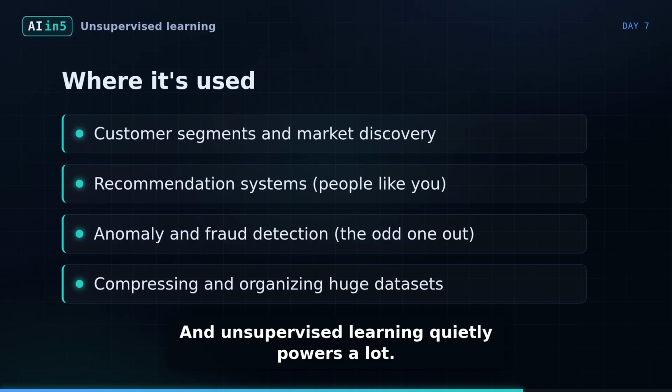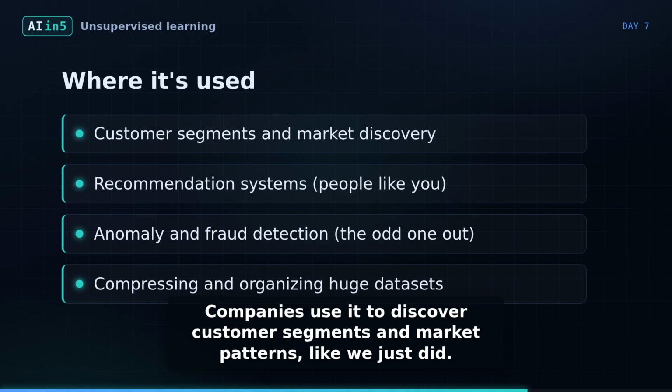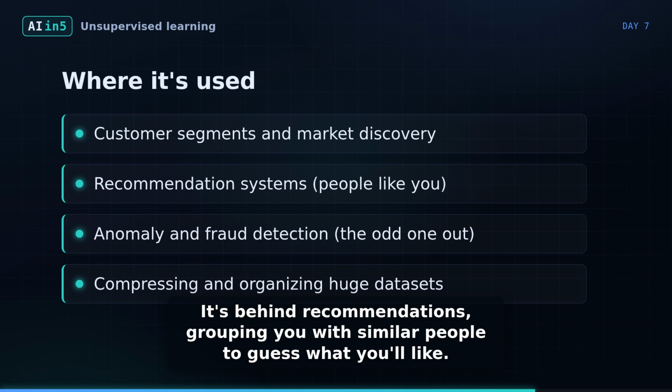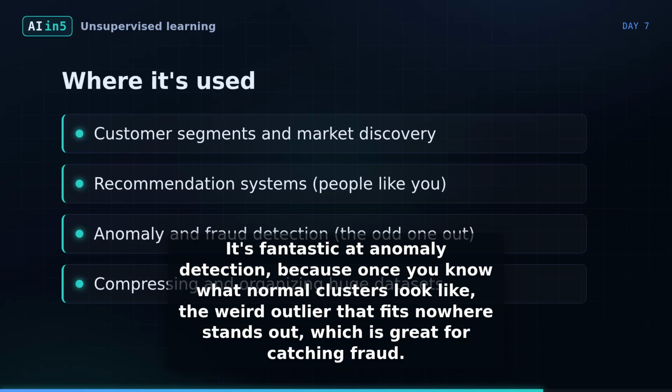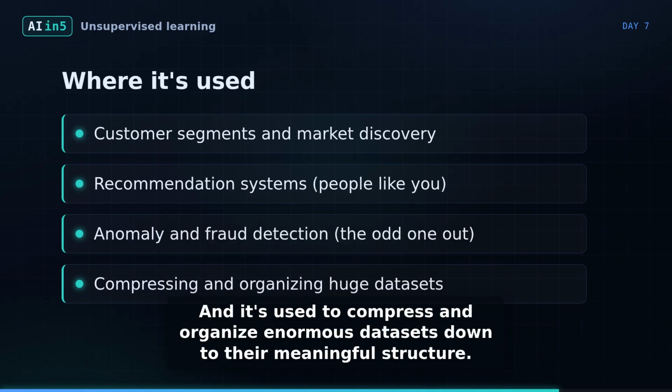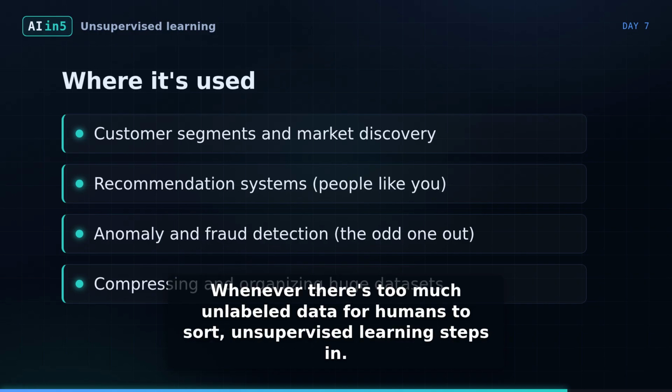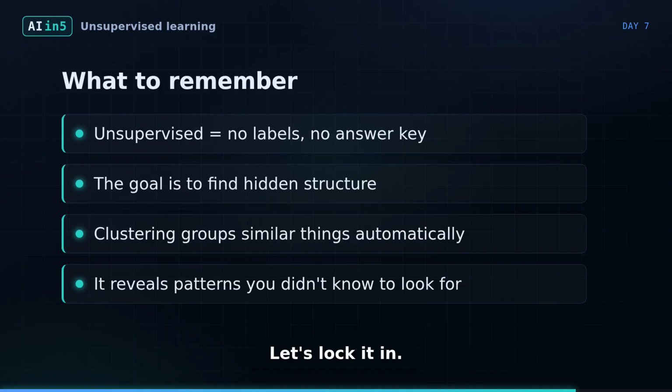And unsupervised learning quietly powers a lot. Companies use it to discover customer segments and market patterns, like we just did. It's behind recommendations, grouping you with similar people to guess what you'll like. It's fantastic at anomaly detection, because once you know what normal clusters look like, the weird outlier that fits nowhere stands out, which is great for catching fraud. And it's used to compress and organize enormous data sets down to their meaningful structure. Whenever there's too much unlabeled data for humans to sort, unsupervised learning steps in.